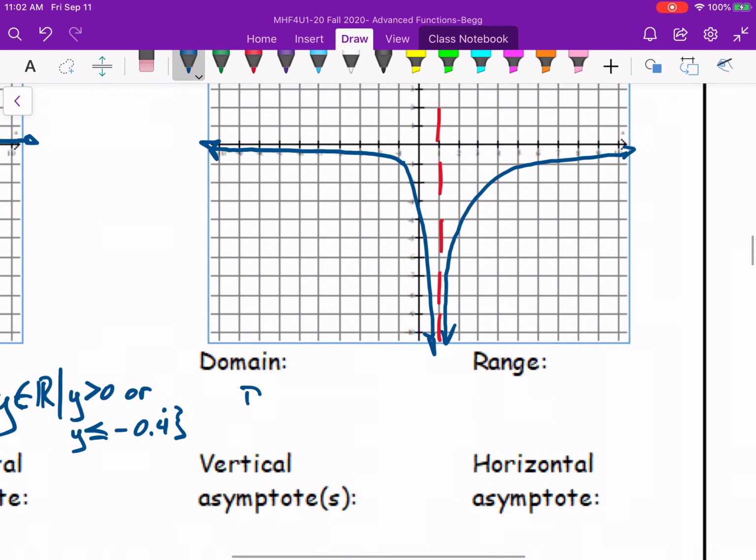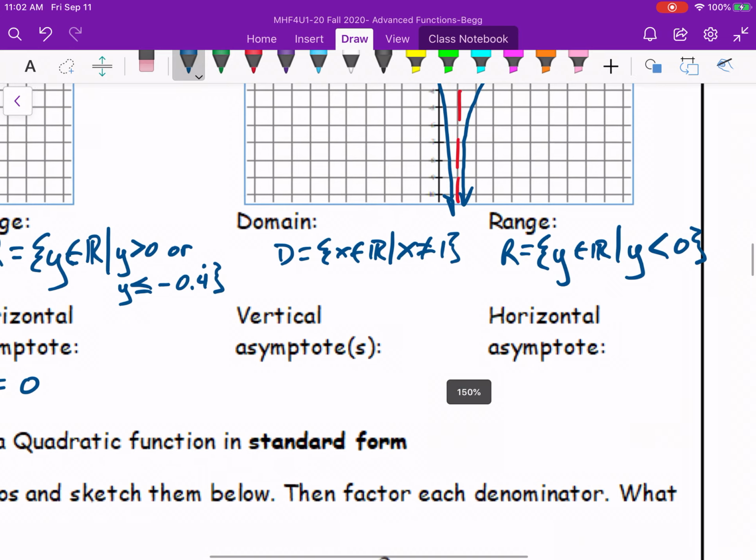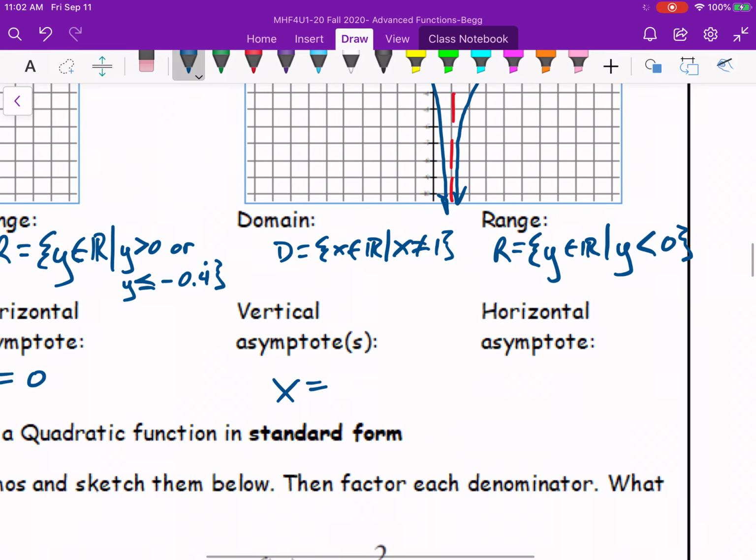Domain, all real numbers except the vertical asymptote, which was positive 1. Range, all real numbers. Now this gets closer and closer to the x-axis without ever touching it. You really have to look at the graph to get the range for these ones. Y is a member of the set of real numbers, and it has to be less than 0. That's all we have to say about that one. There is no above the x-axis for this one. Vertical asymptote, positive 1. Horizontal asymptote, 0.